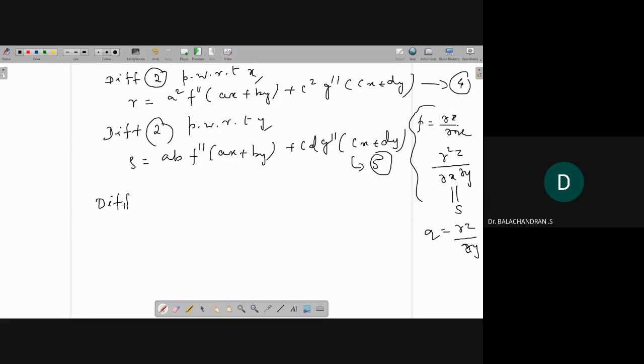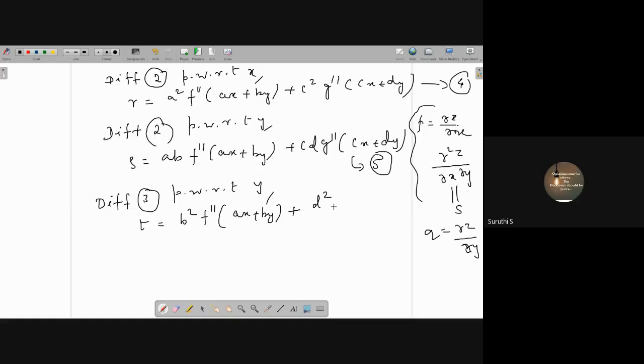Differentiate equation 3 partially with respect to y. T is equal to b square f double dash of ax plus by plus d square g double dash of cx plus dy. Good, thank you. This is equation 6.